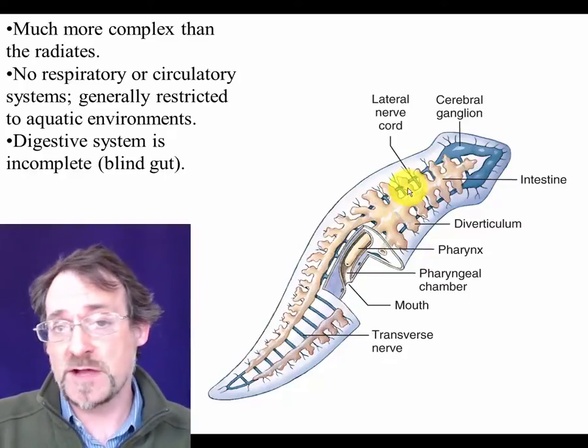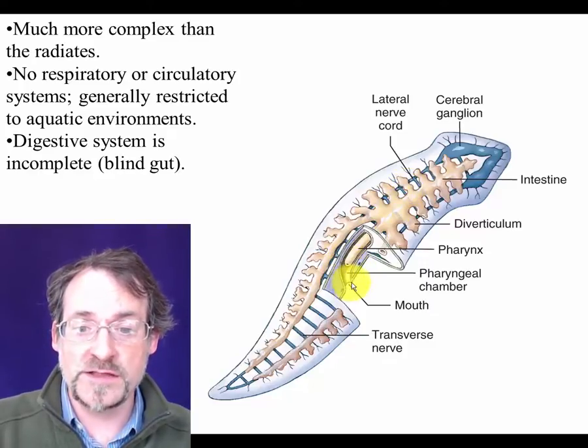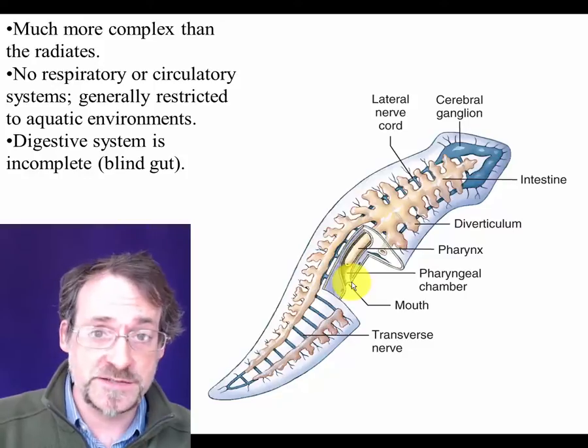The digestive system of the flatworms is incomplete. That is, there is one opening, the mouth here, that is also the anus.